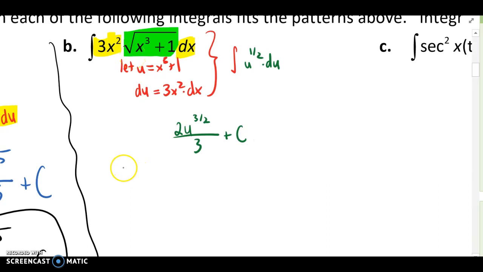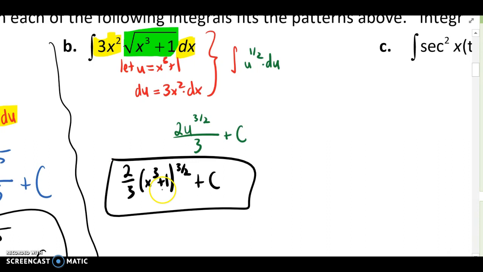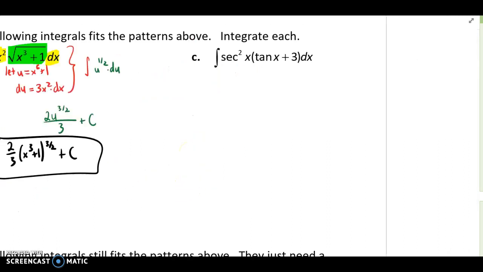Going back and rewriting the final answer, it is 2/3. Instead of u to the 3/2, the original problem had x in it, so it's (x cubed plus 1) to the 3/2 plus C. How do I know this is correct? If I took the derivative of this, it gives us back the original problem.